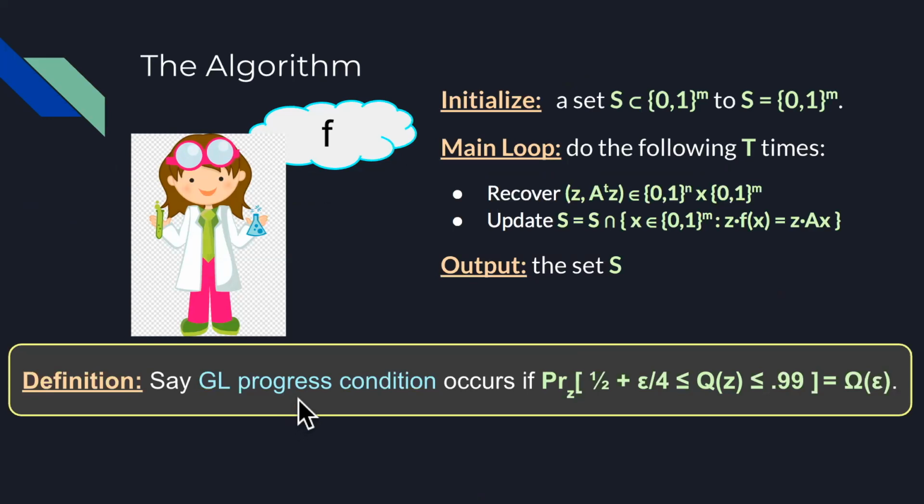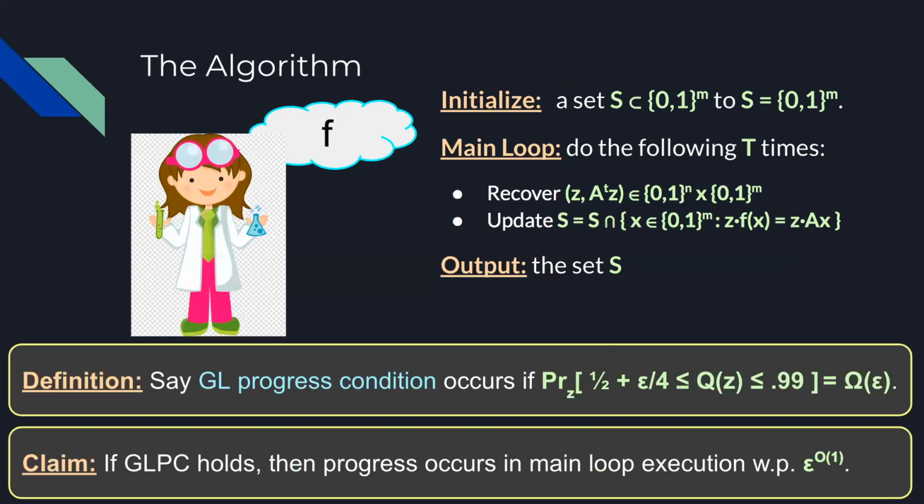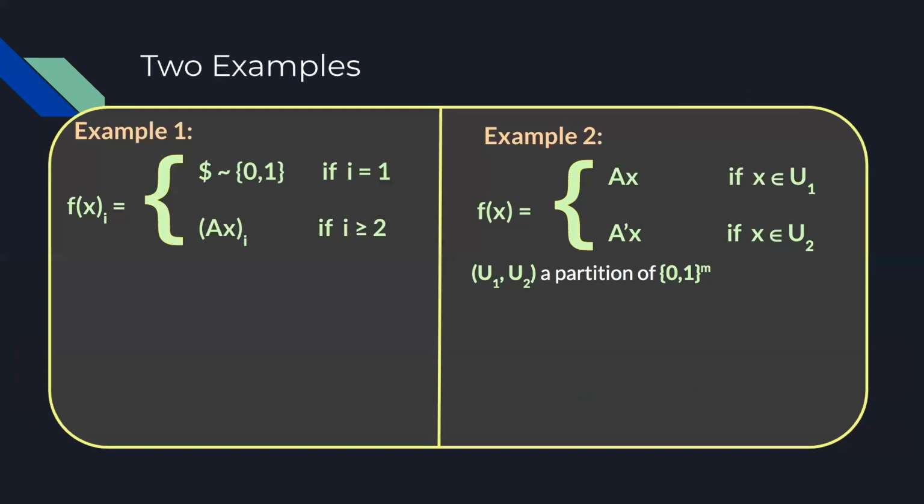If the Goldreich-Levin progress condition holds, then one step of that process is going to make progress towards our whole objective. And the claim that we just stated is, if the Goldreich-Levin progress condition holds, then progress occurs in the main loop with probability like epsilon cubed or fourth or something like that. So the question is, does it hold? Let's look at two different examples. One is going to be one where it works and one where it does not work.